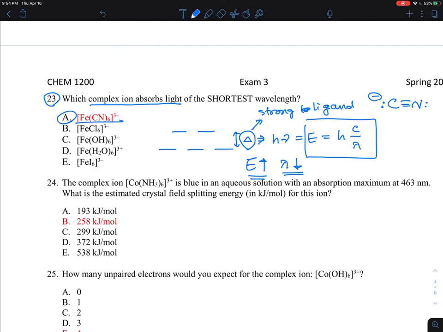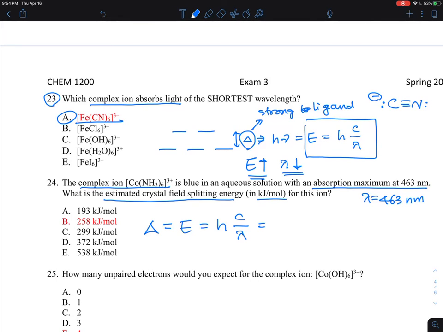Okay, so the complex ion has an absorption lambda max of 463 nanometers. And what is the crystal field energy splitting in kilojoules? It's the same thing. Energy is hc over lambda, and you just have to put in those numbers. h is the Planck constant, which you have to look up.